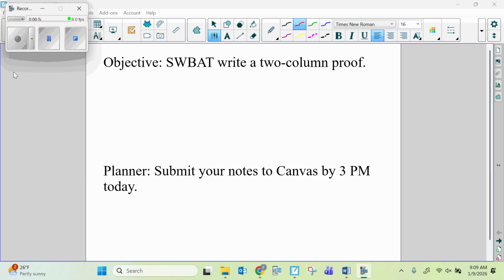Okay, so again, today we're writing two-column proofs. To prove something in math is a tall task. It's a lot to ask. So what we're going to do today is look at some simple, basic examples of this to get the hang of writing it, and we'll move on as we continue to do this to more challenging proofs along the way.